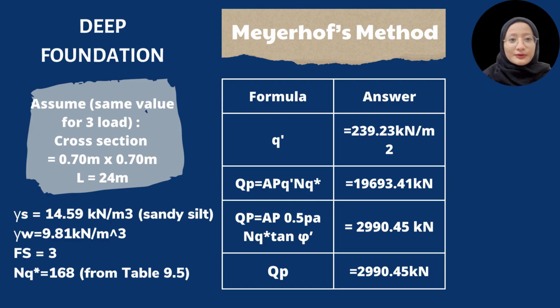Assalamualaikum warahmatullahi wabarakatuh. My name is Noor Atiraidani Binturani, and my matrix number is TF200149. I will present about the deep foundation calculation, where we assume that the value of L and the cross section is similar for the three loads. For example, for L, we choose 24 meter, and for the cross section is 0.7 meter times 0.7 meter.